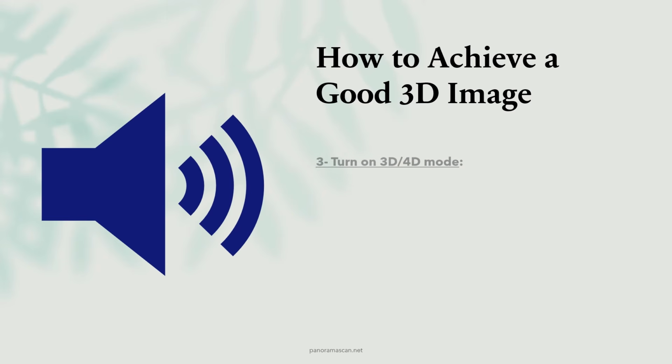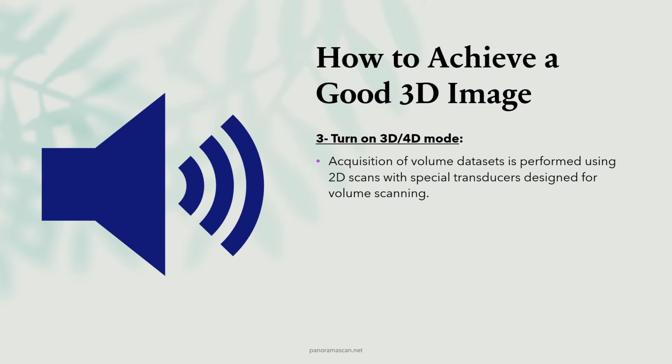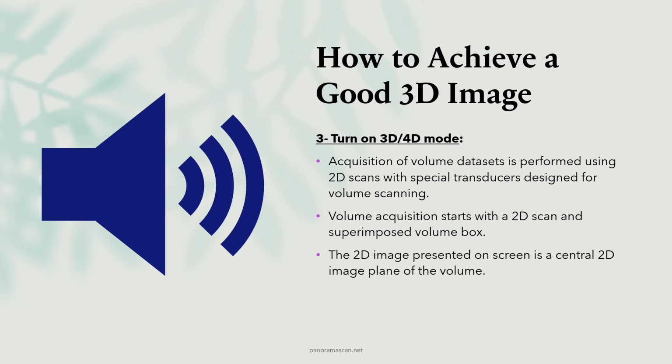After optimizing and orienting the 2D image, the next step is to activate the 3D or 4D mode. This involves acquiring volume datasets using specialized transducers designed specifically for volume scanning. The process begins with a standard 2D scan, where a volume box is superimposed over the region of interest. The 2D image presented on the screen acts as the central plane of the volume, forming the basis for the eventual 3D reconstruction. Properly setting up this step ensures accurate and comprehensive volume data acquisition.